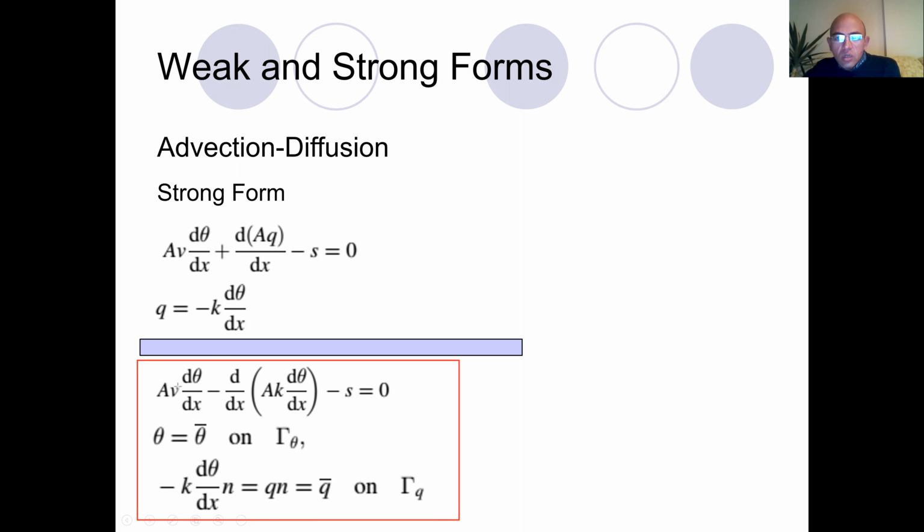So I have the advective terms here, area multiplied by velocity d theta/dx, minus d/dx of area multiplied by k d theta/dx. K is the diffusion constant, minus s, and this is valid in the domain. Theta is equal to theta bar on the prescribed boundaries, and minus k d theta/dx multiplied by n is equal to q multiplied by n, that's equal to q bar on the flux boundaries.